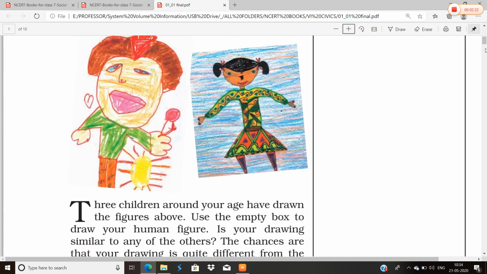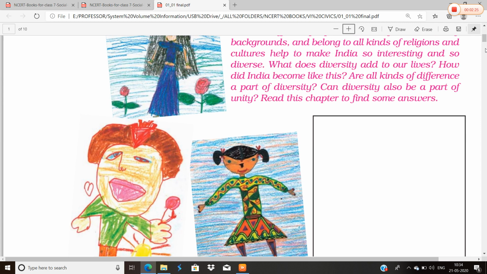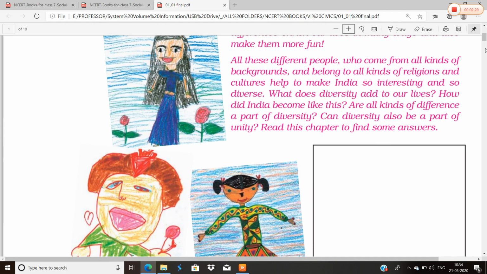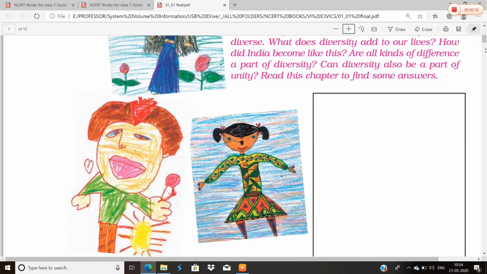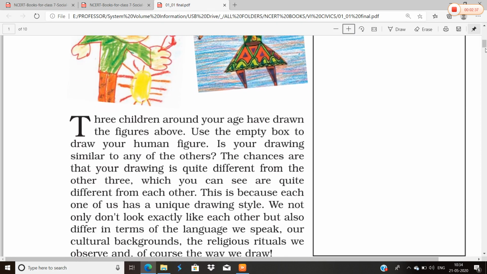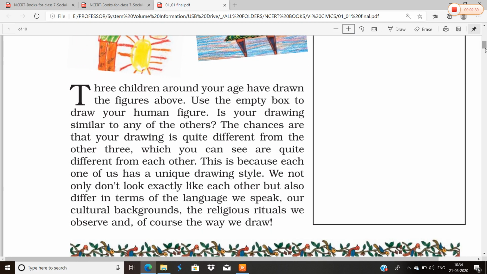So here, these three pictures are shown. Can you see these three pictures? There is no similarity between these three pictures. Even the drawing style is different. So, as our drawing styles are different, in the same way our social background, our religions, our languages, the way we look, all the things are different.